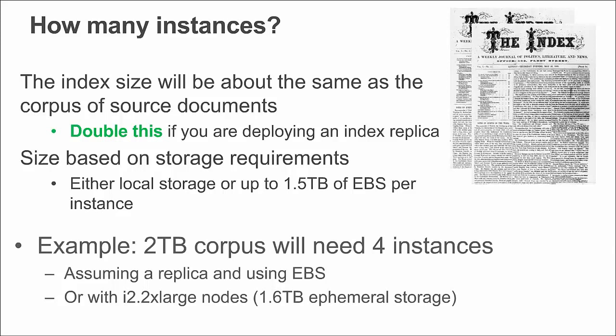So for example, if I have a 2 terabyte corpus, that means I need to store roughly 2 terabytes of index. If I add a replica, that will be 4 terabytes of storage that I need. And if I use the 1.5 terabytes of EBS, I would get 6 terabytes total of storage. So 4 instances should be about right. In fact, it's a little bit too big, but there's a couple of other reasons to use 4 instead of 3. 3 would be 4.5 terabytes, which would be just closer. But when we get to discussing our high availability solution, we'll see 4 is a better choice than 3.